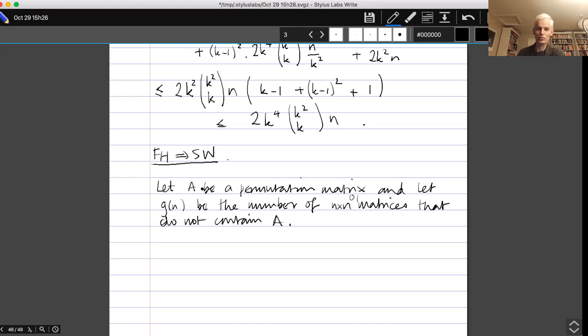So I just have to prove that this is exponential. I've got an upper bound that's exponential. So what we're going to do is the following.